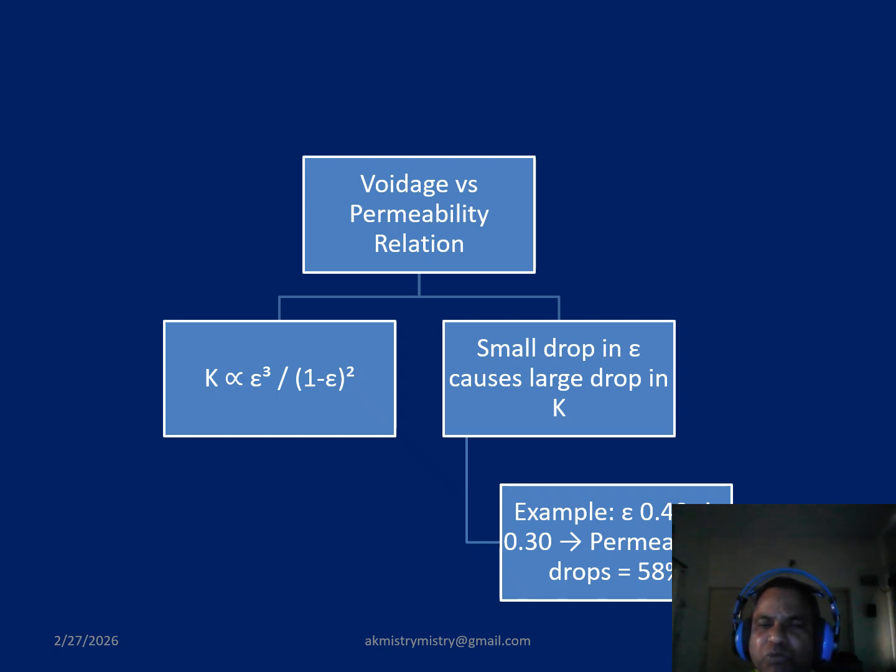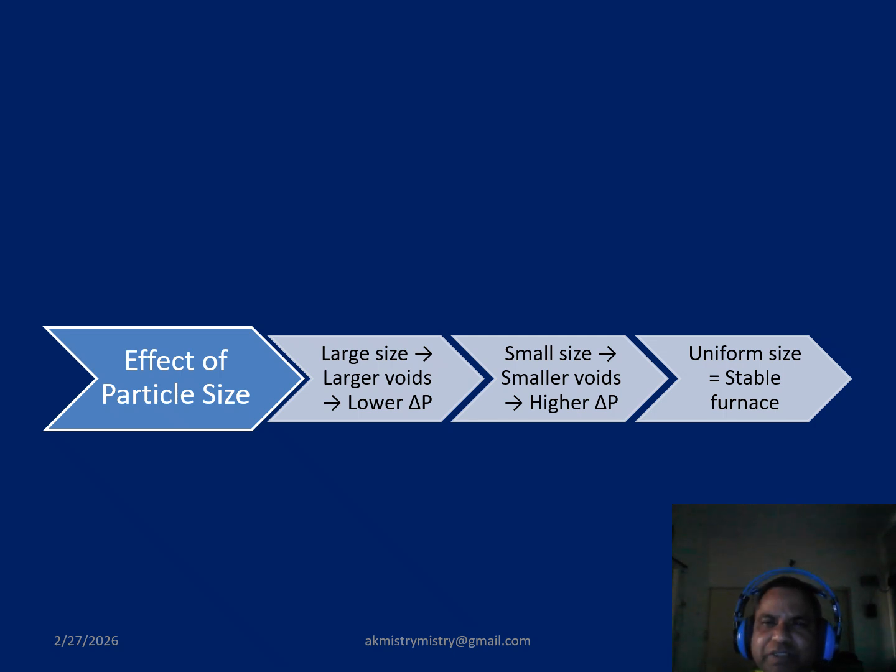To put it in mathematical terms, if your void drops from 0.40 to just 0.30, this is a very tiny drop if we talk in terms of numbers. Your permeability doesn't just dip, it plummets by 58%. This shows how critical it is to maintain those empty spaces.